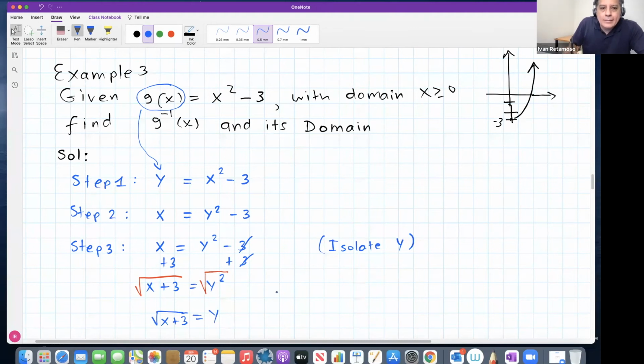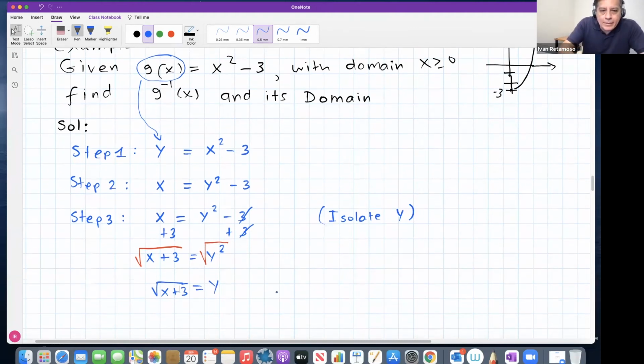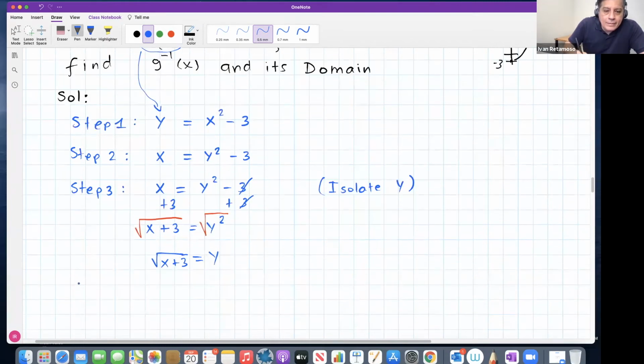Okay? Yeah, very good, very good. And I say positive between quotation because it's going to be tricky. You will see when I find its domain. Okay, so this is the function. Step 4 then should be this. Step 4, y is replaced with f inverse. F inverse x equal a square root of x plus 3. That's it. This is the inverse form.